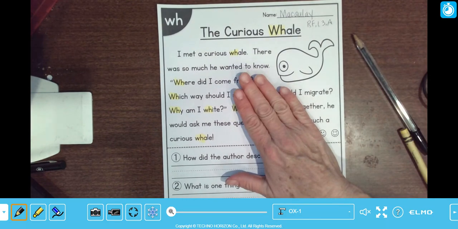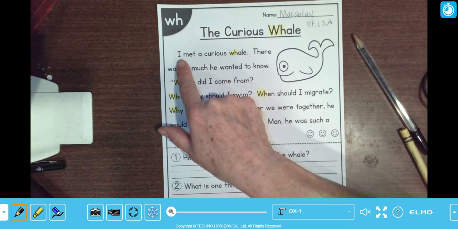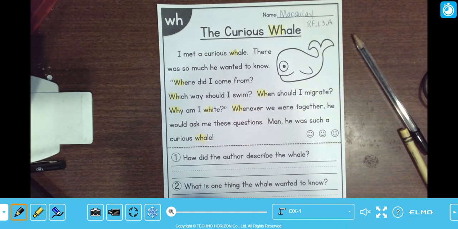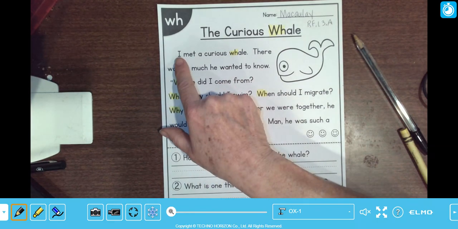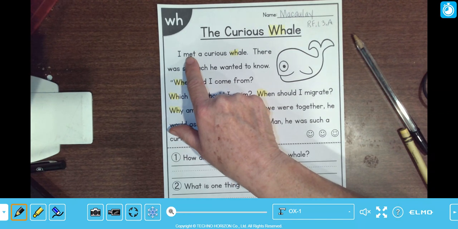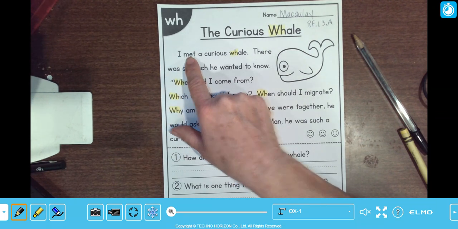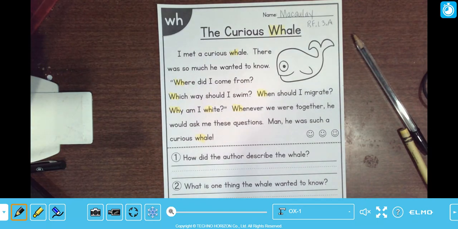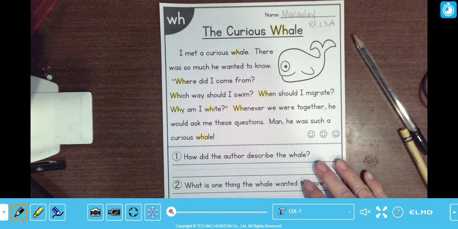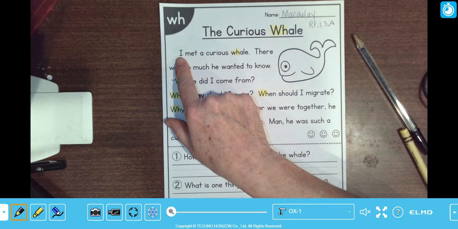So now I'm going to read this passage and you're going to track it with your finger, okay? Tracking means that when my voice is on the word I, your finger is on the word I. When I read the word met, your finger is there tracking it, okay? You're following along with my voice. Okay, so put your finger at the beginning. I'll read nice and slow.